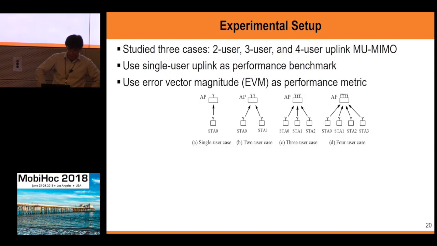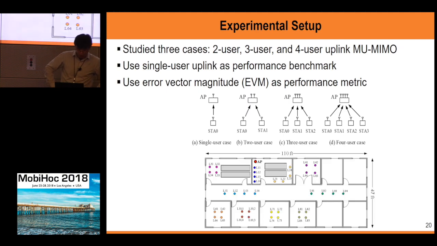And we consider 3 cases: a 2 user case, a 3 user case, and a 4 user case. For the 2 user case, the AP has 2 antennas. For the 3 user case, the AP has 3 antennas. For the 4 user case, the AP has 4 antennas. And we use the single user case as the performance benchmark. For the single user case, the AP has a single antenna. And we use the EVM, error vector magnitude, as the performance metric.